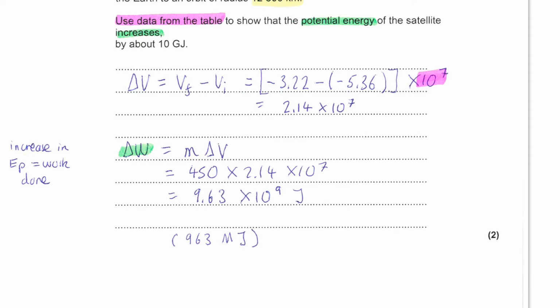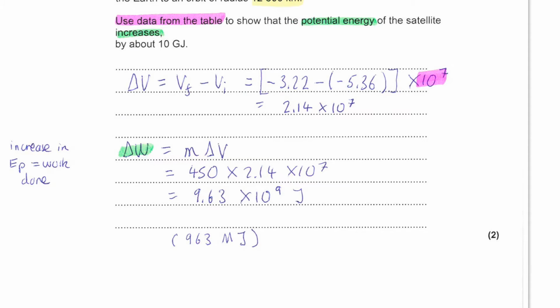Each of those multiplied by times 10 to the 7. Very easy to miss that in the table heading, so take care whenever reading tables or graphs that you look very carefully at the labelling. This gives us a value for the change in potential, in gravitational potential.